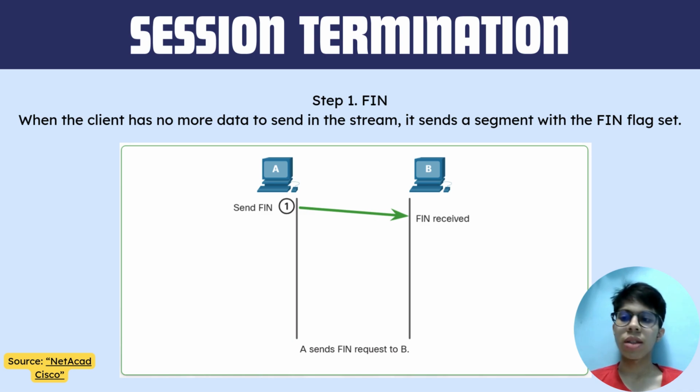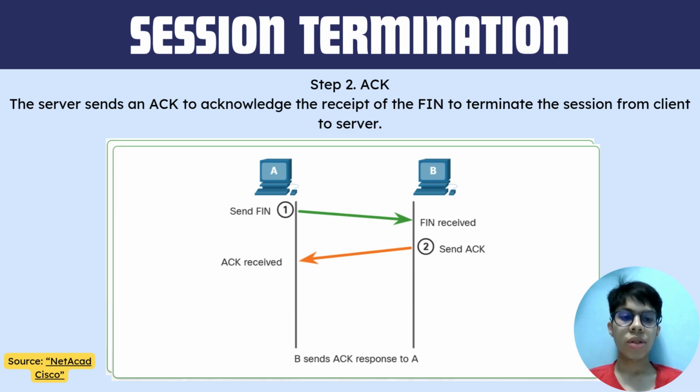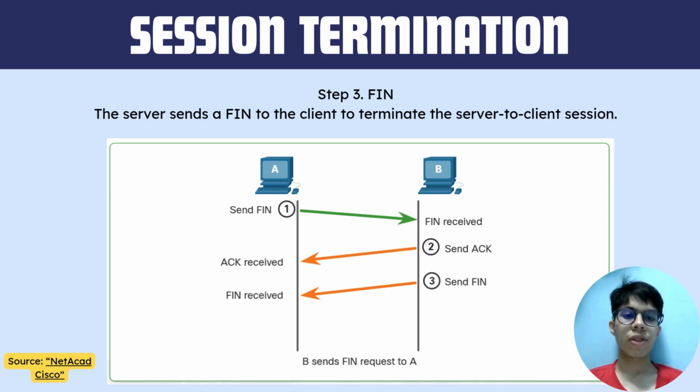Going further, we have session termination, where a TCP connection is closed using the FIN control flag, requiring a two-way handshake for each session. Terminating a full TCP conversation involves four exchanges, with either the client or server initiating the process. Step one: when the client has no more data to send in this stream, it sends a segment with the FIN flag set. Step two is ACK, or acknowledgement, where the server sends an ACK to acknowledge the receipt of the FIN to terminate the session from client to server. Step three is FIN again, where the server sends a FIN to the client to terminate the server-to-client session.